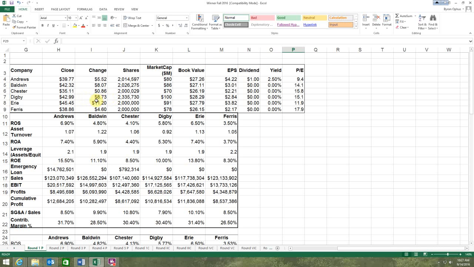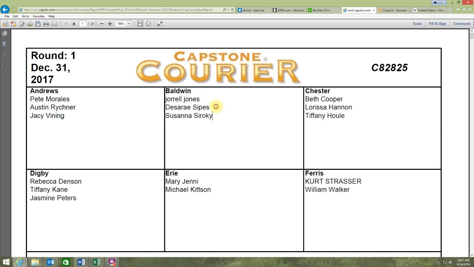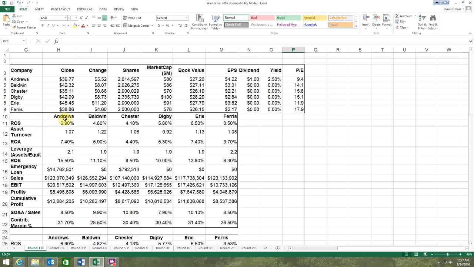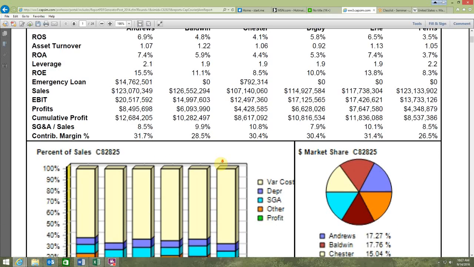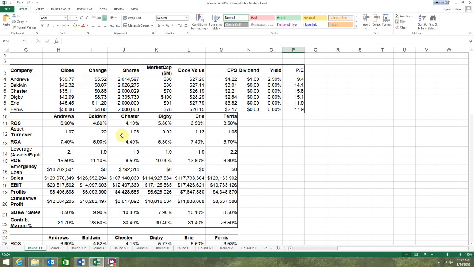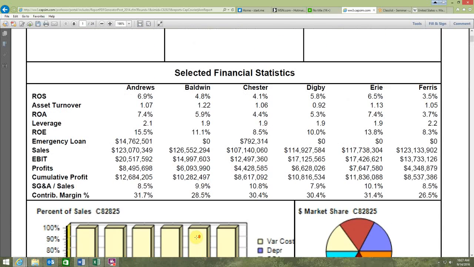First, so you know, I get all the data from reports that come right from our CAP sim. To start with, at the top of mine is the select financial statistics, which I get from here. I just copy and paste that into my spreadsheet, and then I get a few items from the stock market summary, which I again copy and paste right into here. There's a lot more noise in this than what actually gets used, and I'll get to that.